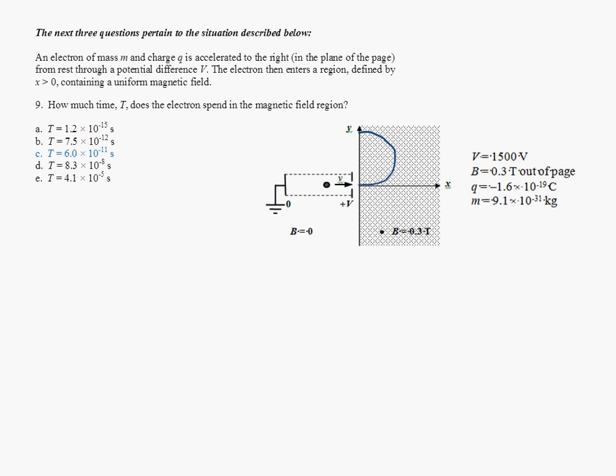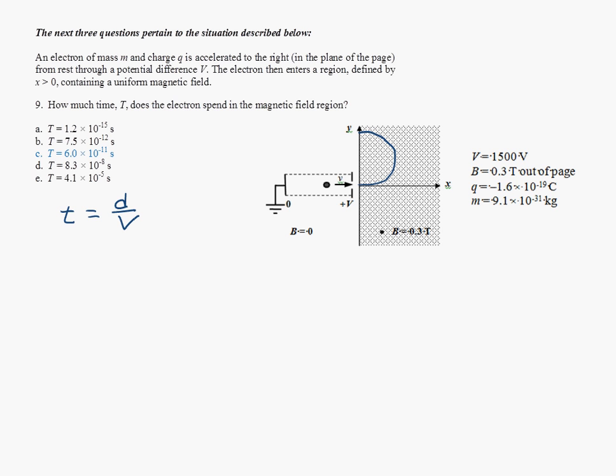And the nice thing we know is that the speed of the electron is not going to change as it goes out of there. So the speed will be constant, which means if we want to know how much time it spends in there, well, we just need to know the distance of the path divided by the velocity of the path. Okay, so how can we figure some of this out here?